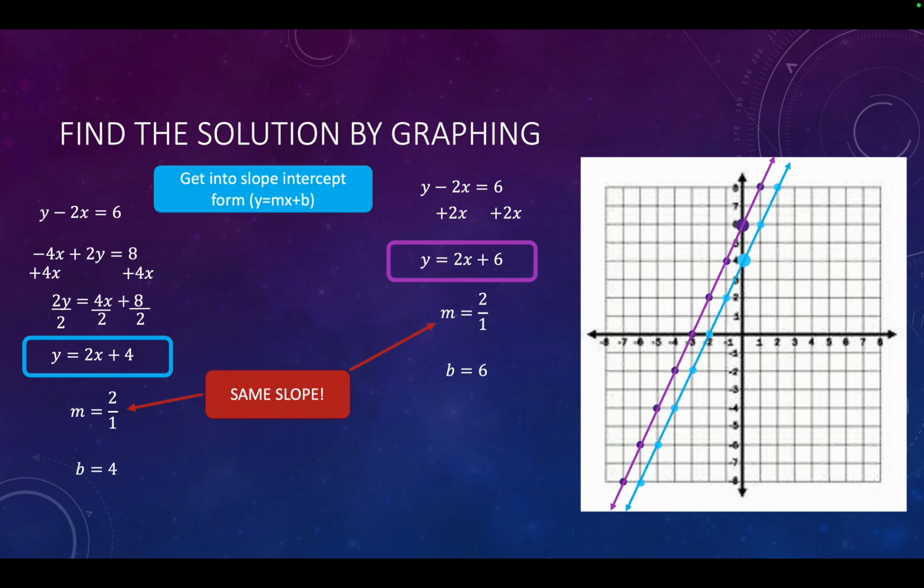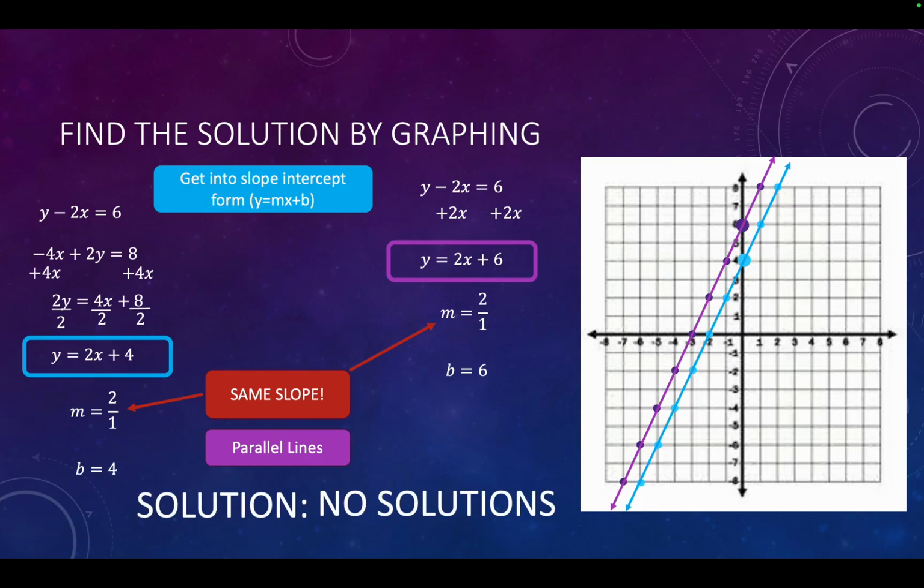When we have the same slope, that means the lines are parallel. Our solution, there would be no solution. The lines will never cross. So when we have lines that have the same slope and they're parallel, there is no solution.